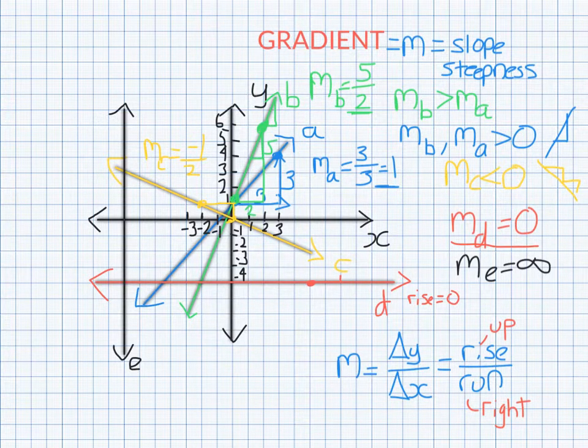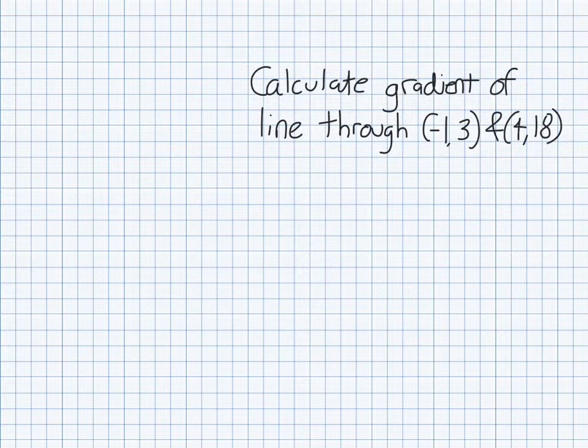So now we're just going to quickly look at calculating the gradient where you're not given a picture. So what we're going to do now is calculate the gradient of the line that passes through these 2 points, -1, 3, and 4, 18. So there's only one line that will go through those 2 points. Now we could draw up our Cartesian plane and plot the points, but that takes too long. Especially, you know, the y value is 18. We don't want to have to mark our Cartesian plane all the way up to 18. So how do we calculate the gradient?